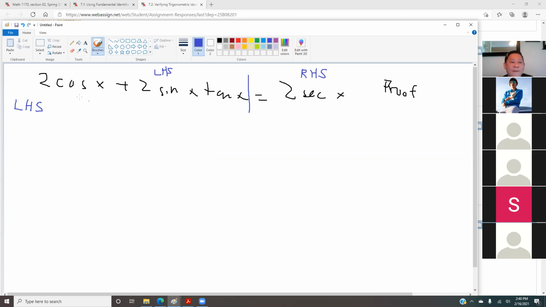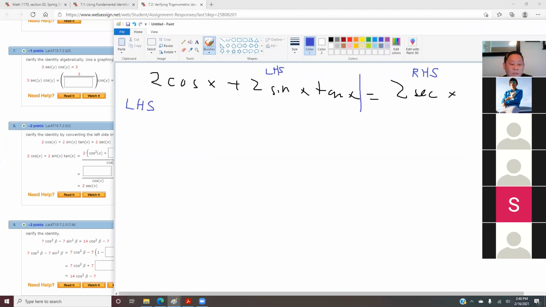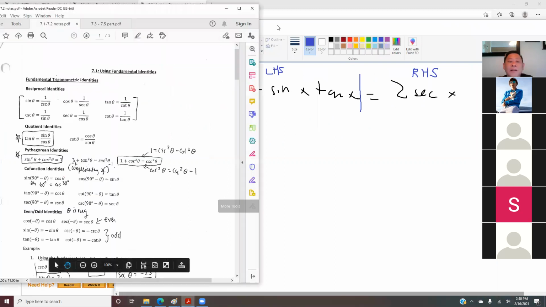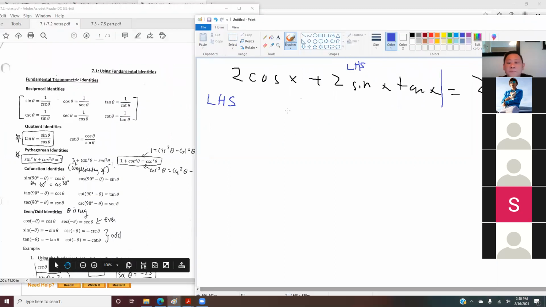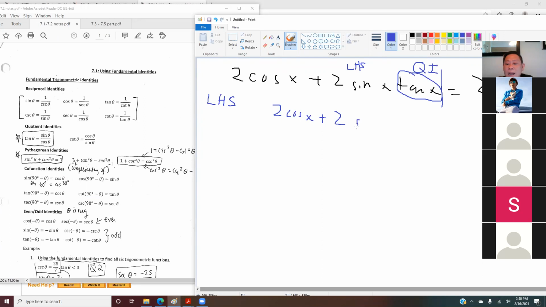So let's concentrate on the left-hand side. So what can you do with this one? Anyone? What identity can you use? It's mostly all identity here. You want to know what identity to use? Quotient first. Quotient. So this is quotient. Yep. So you still have 2 cosine x plus 2 sine x of what? Anyone know what to do with tangent? Sine x over. Would it be sine x or cosine x? Yep, this is correct.